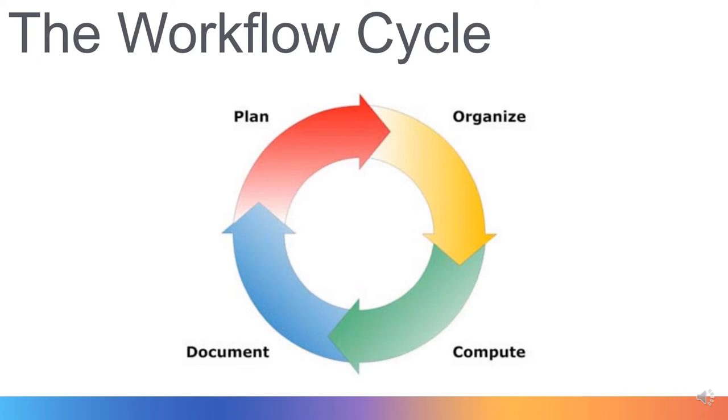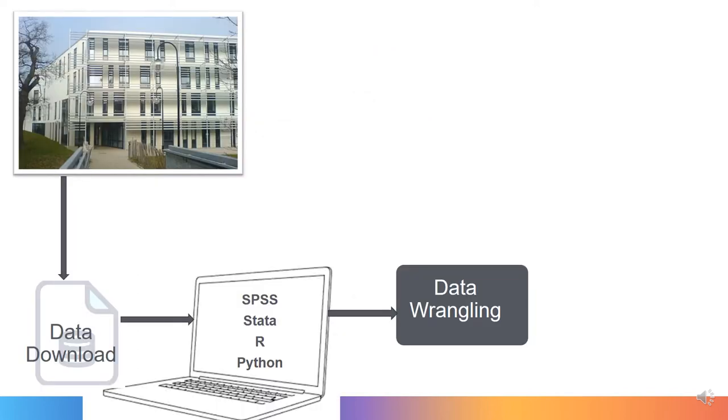The workflow cycle is relatively straightforward to conceptualize. Plan, organize, compute, and then document. After gaining access to your data and having downloaded it, this is a picture of the UK Data Archive at Essex University. You probably have your data on a laptop or on a machine on your university network, and you'll tend to be using a statistical software such as SPSS or Stata, or a programming language such as R or Python, and you'll begin your data wrangling.